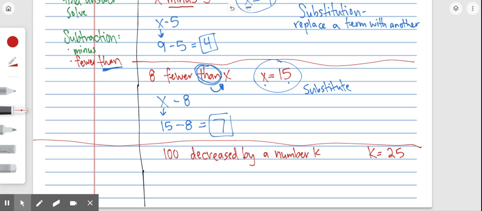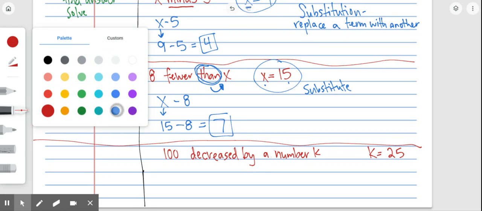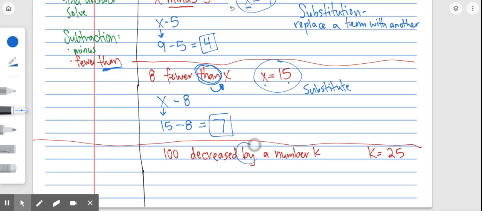All right, we're going to do 2 more examples. So this one says 100 decreased by a number k. Because this word is not the word than, it's the word by, we keep the order. So we're going to start with 100. And decreased by is another word for subtraction. So we're going to write decreased by. That's another key word for subtraction. Decreased by a number k.